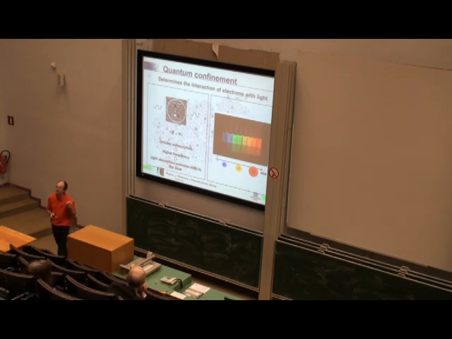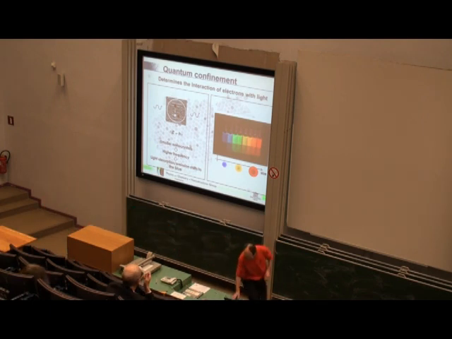This is actually what Feynman was talking about. Just by changing the dimensions of the material, it's all the same material, but just by changing their dimensions, we can change their properties. And we can make the same material emit either in the red, or we can make it emit in the blue, and at every color in between, of course.